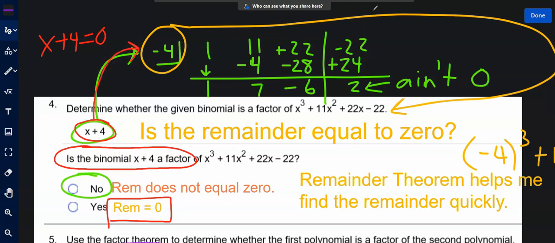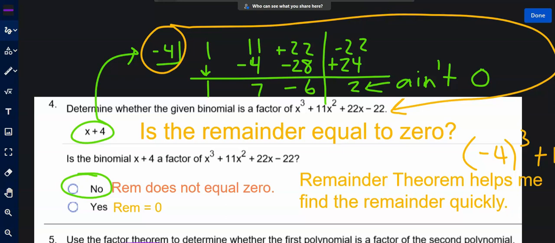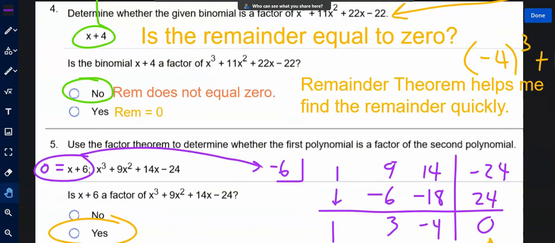That goes in the box. And we write out our coefficients, 1, 11, 22, negative 22. And then we carry down the 1. And we multiply and add. And multiply and add. And multiply and add. Looks like we get 2, and 2 ain't 0. So that means, is the remainder equal to 0? No. Therefore, we choose no. It is not a factor. Like I said, we'll come back to that remainder theorem.